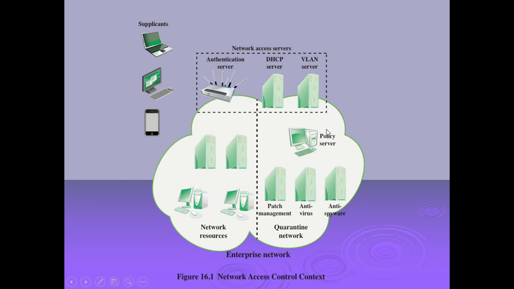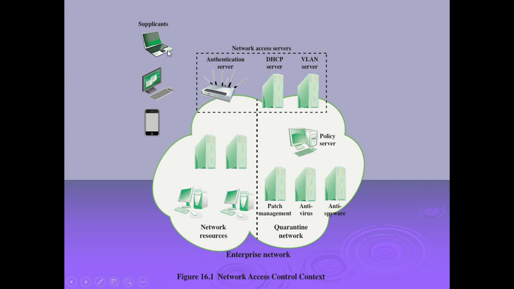Okay, and behind all of this, we see the policy server. The policy server is the third component in the NAC system. It is responsible for patch management, antivirus, and anti-spyware. We call this space the quarantine network. The user is not permitted to enter this area, but the policy server uses this server to fix problems or any existing problem in those devices when they demand access.